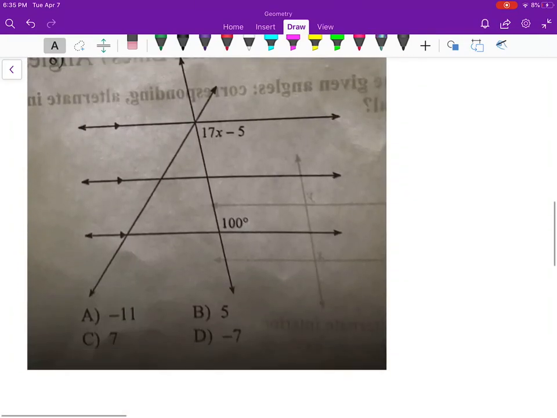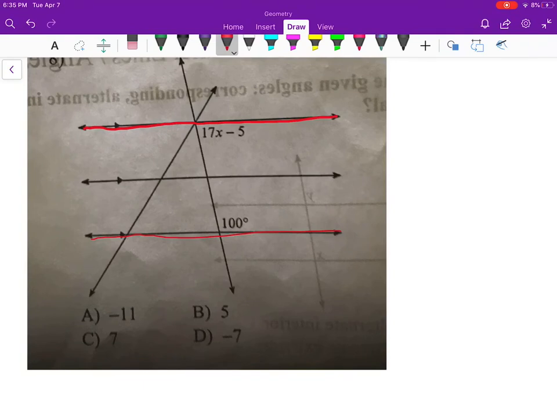And then here's the last one. This one looks trickier than it is. They've drawn lines that you don't need to pay attention to. So let's look right here. I've got parallel lines, but I don't need to pay attention to that middle one, because neither of the angles that I'm going to be using are on that middle line, so who cares about that?